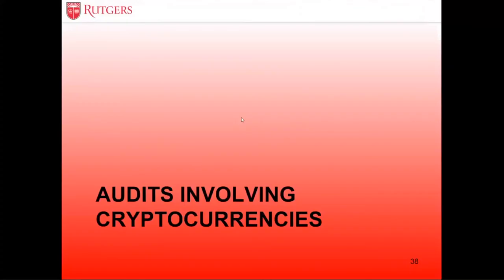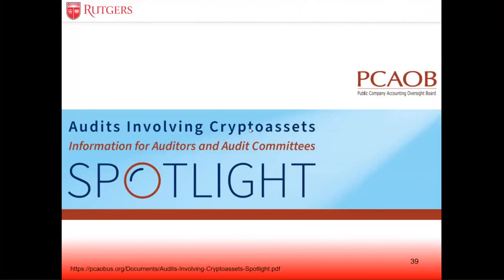The last few slides are about audits involving cryptocurrencies. Recently, in May, the PCAOB issued some guidance about audits involving cryptocurrencies or crypto assets. Specifically, they mentioned what auditors or firms should care about at the firm level and the audit engagement level. For example, at the firm level, the document says that the firms should have staff. Each audit engagement team should include staff with specialized skills and knowledge in cryptocurrencies, if the firm audits clients with high cryptocurrency transactions.